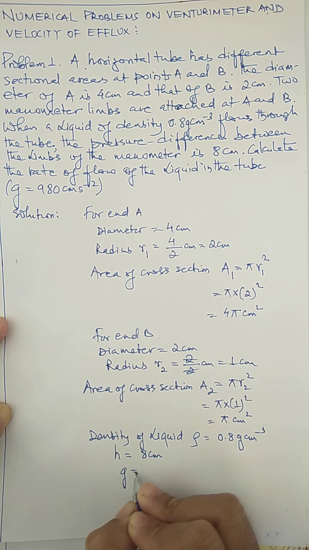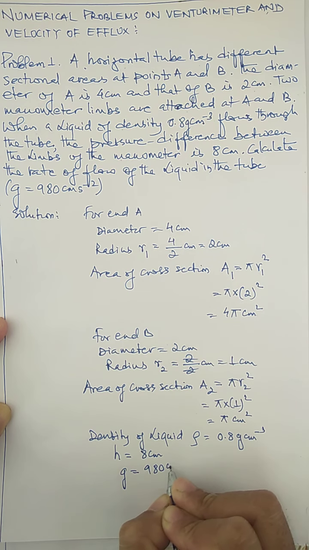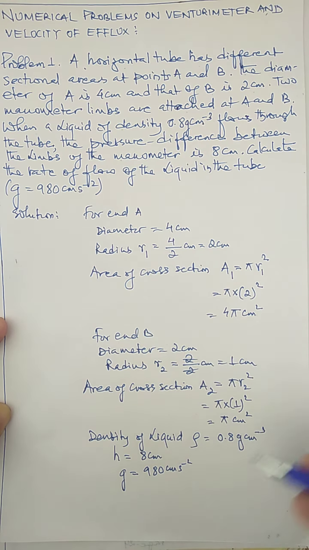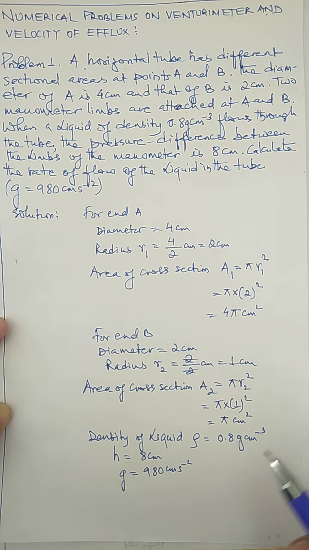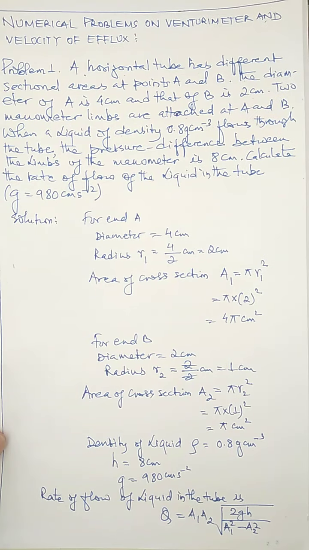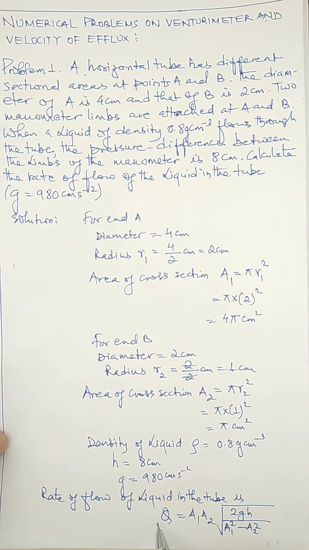So for this, G value is given 980 centimeter per second square. Means all the quantities you can see are in CGS unit. So when I calculate the rate of flow using the formula, I also calculate in CGS unit. And children, you have already learned the formula to calculate the rate of flow in a venturimeter. It is given by Q equals, Q means the rate of flow of liquid in a tube, and Q equals A1 A2 square root of 2GH by A1 square minus A2 square.